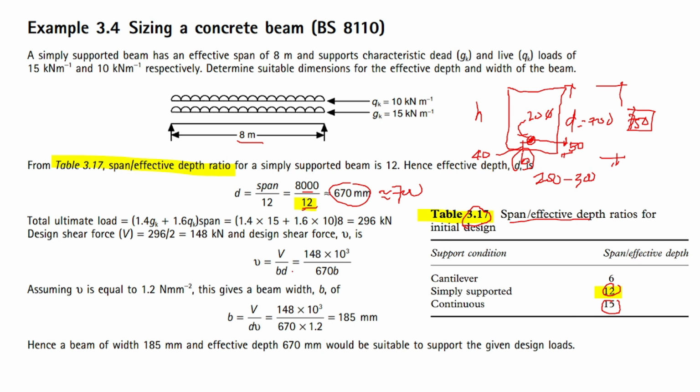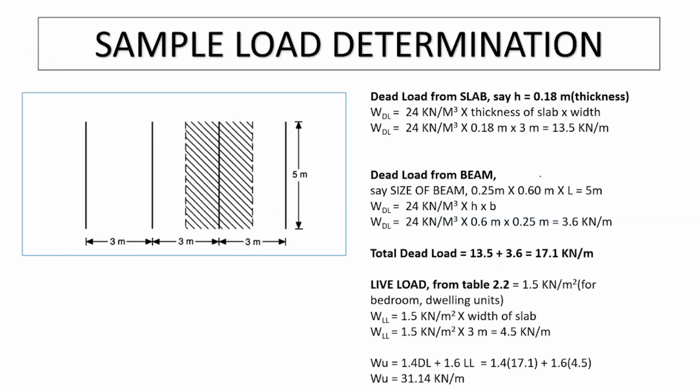Once you have the section of your beam, by the way, b could be computed in this way, but you can also do it like this. This will be your shear, which you calculated out of your reaction. It is just the total load over 2, and then you have the effective depth, 670, and you can assume your allowable shear stress, so you can get b. But then, as I said, you can just go straight with the assumption of your b.